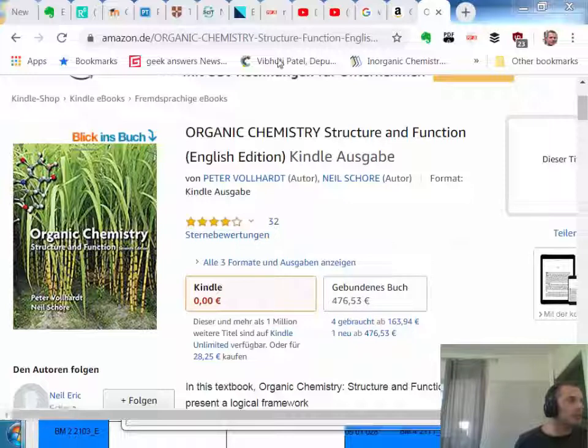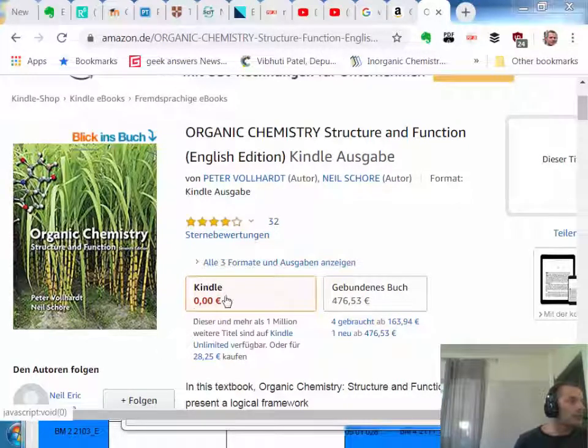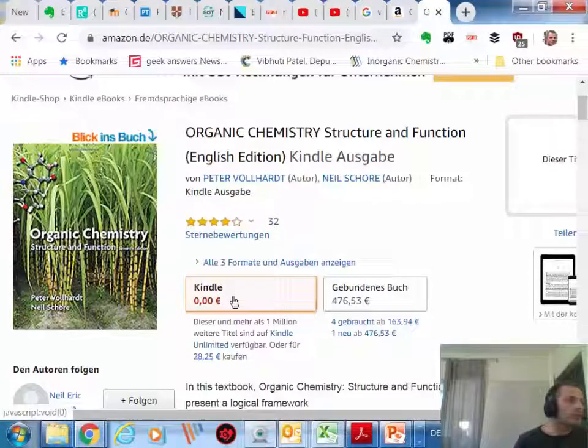I think it is free on Kindle. If you don't have a Kindle, which most of us don't, you can download an emulator and still open the book. And this is a good way, and an entirely legal way, of getting hold of a very good organic chemistry textbook.